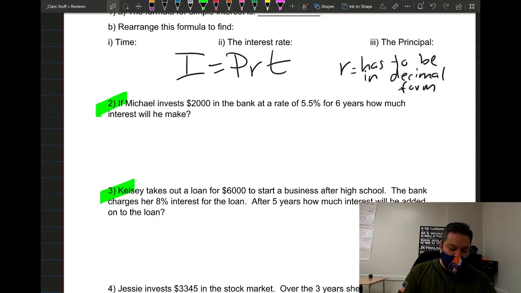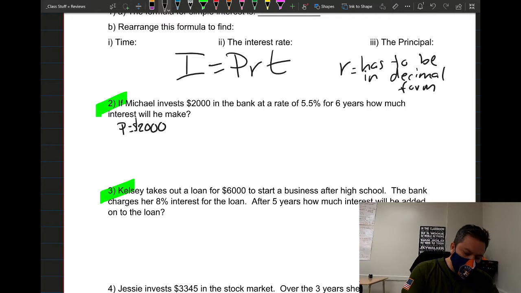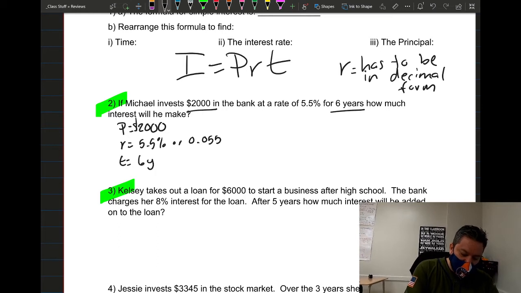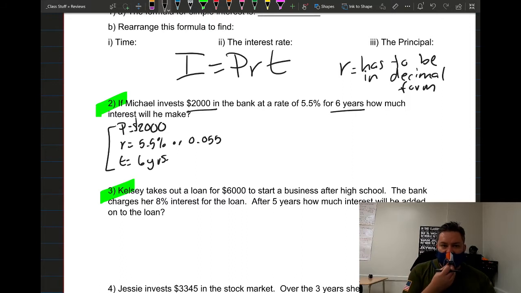Number 2, Mike invests $2,000 in the bank. So my principal is going to be $2,000, at a rate of 5.5%. The rate equals 5.5% or 0.055. And the time is 6 years. If you do this all the time, you're going to get all the labels that you need for the formula, and that way you can substitute the values in. The only one that I'm looking for is how much interest, which is my question.